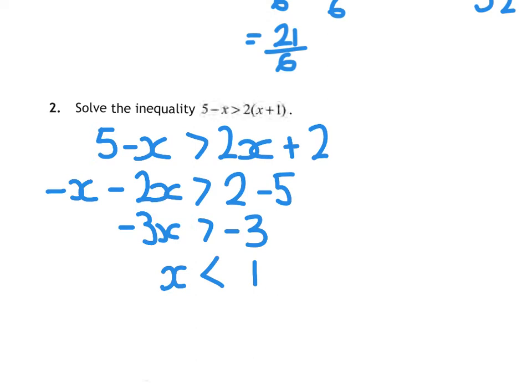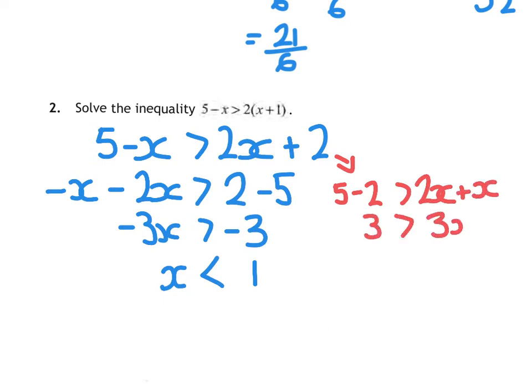I'm just going to show you if I did it the other way, taking your letters to the other side. So from here, that would have given you 5 take away 2 is greater than 2x plus x, giving you that 3 is greater than 3x. So 1 was greater than x. Notice the arrow is pointing to the x. So when you flip that round, you get x is less than 1. That is why we are flipping the arrow.